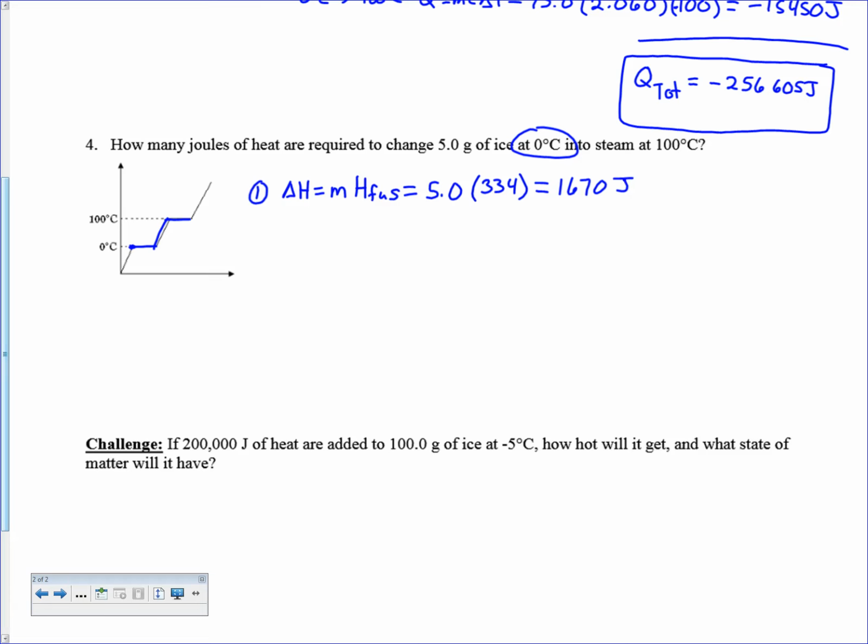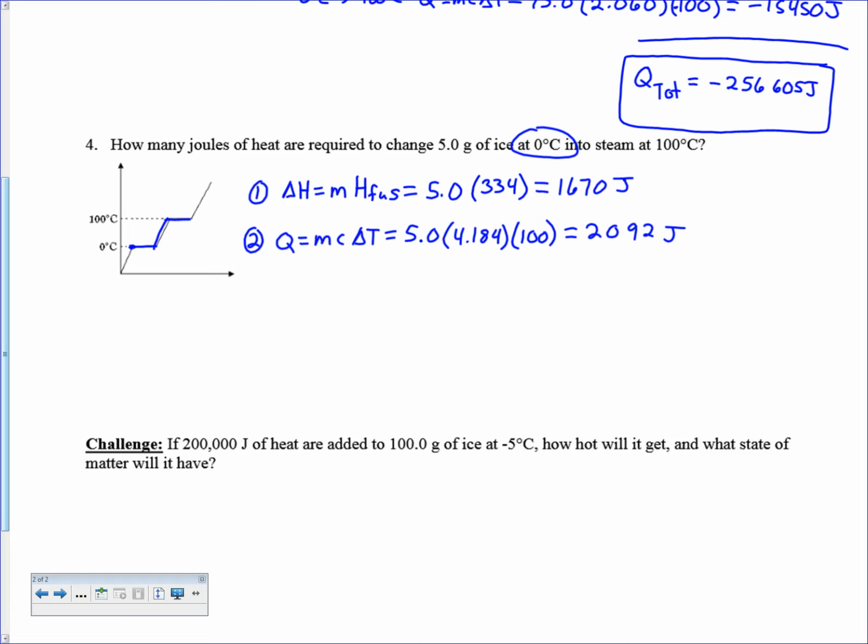Positive because this process is endothermic. Step number 2, we're going to take that water and heat it up from 0 degrees Celsius to 100 degrees Celsius. So Q equals mc delta T, which equals 5.0 times C for liquid water, 4.184, times the change in temperature, 100 degrees Celsius. Multiply all those out, we get 2,092 joules.